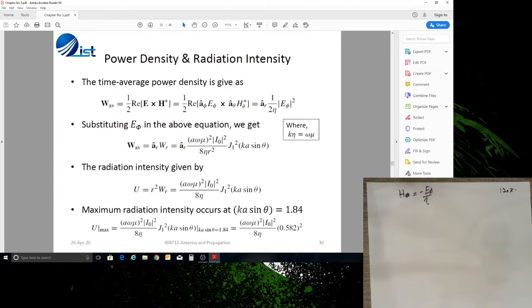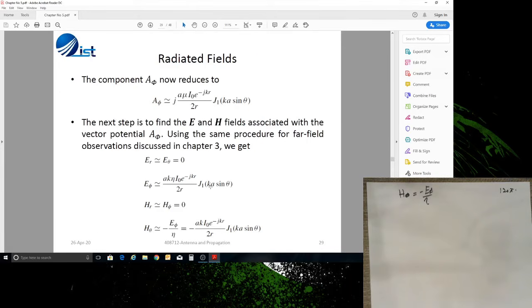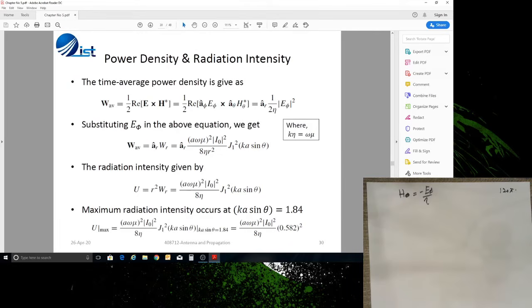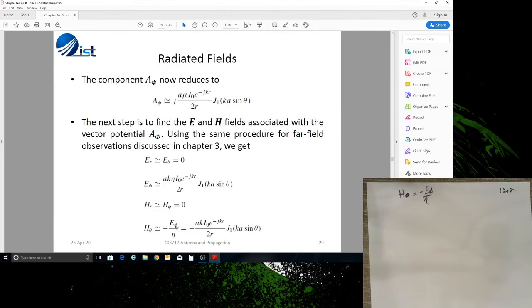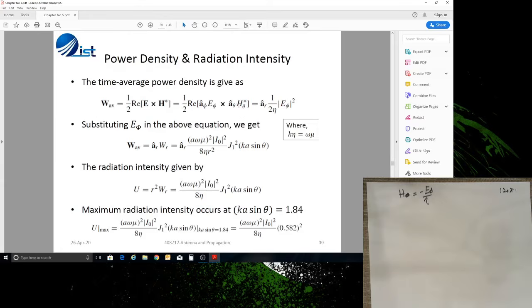So if we talk about the power density and radiation intensity, in this case the time average power density is given as, ये हमने expression पहले भी देखा है, the average power density is 1/2 real of E cross H conjugate. So E क्या है हमारे पास, E is the E phi component and H is nothing else but only the theta component. So it will be the unit vector of A phi, E phi component, cross product with A theta. This is a unit vector and this is the H theta component with the conjugate. And since we already know that H of theta is E phi over eta, we can substitute that into this expression over here.